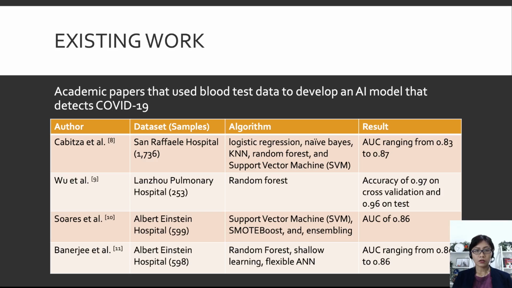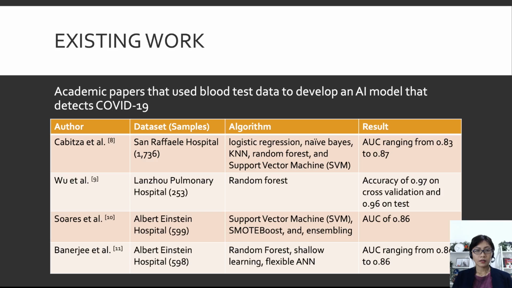The second work is done by Wu et al., using the dataset from Lanzhou Pulmonary Hospital. The algorithm that they use is random forest. The accuracy is 0.97 for the cross-validation and 0.96 for the test data.